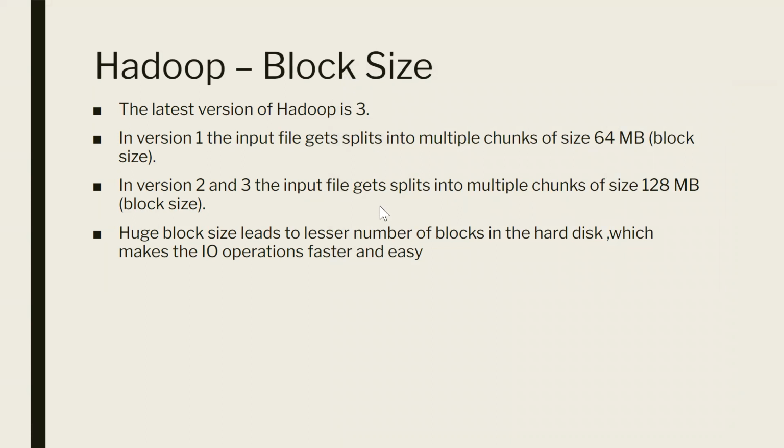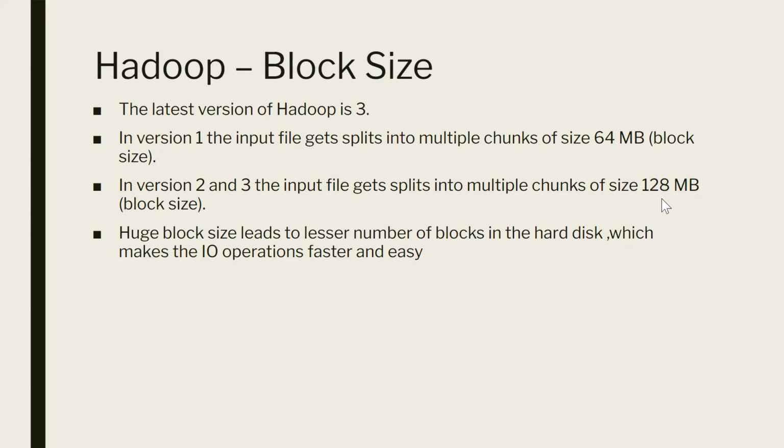But yeah, any question related to block size? So currently, if you see, 64 MB was the block size in version 1, but in 2 and 3 it is set by default to 128. And the reason being, the greater the block size, the lesser the number of IO operations you need to do, and it will be faster and easier.